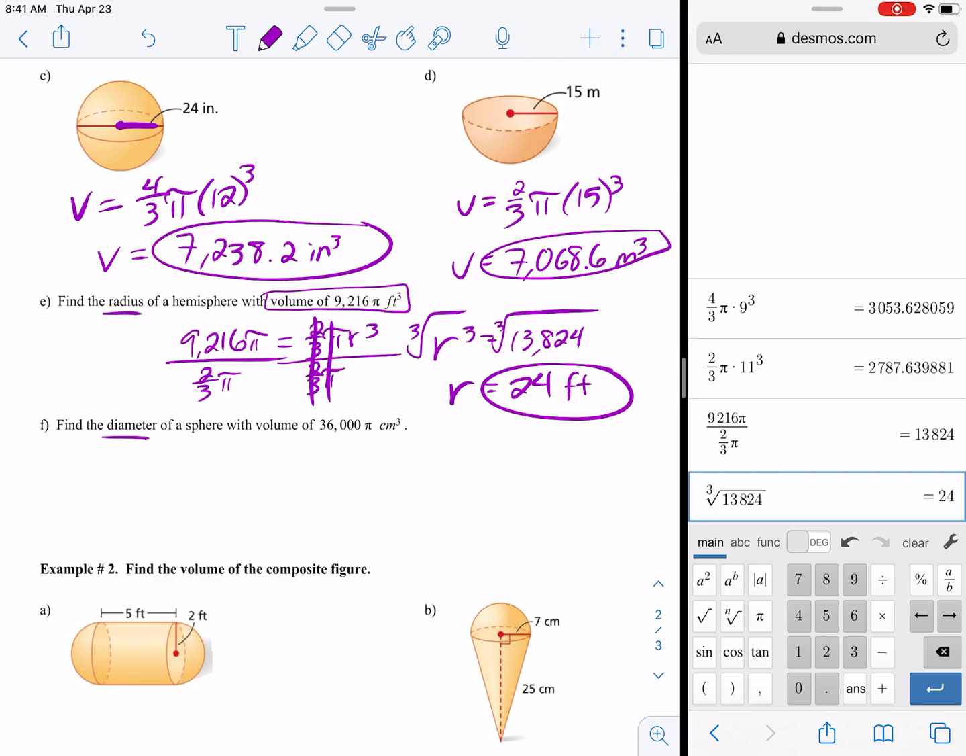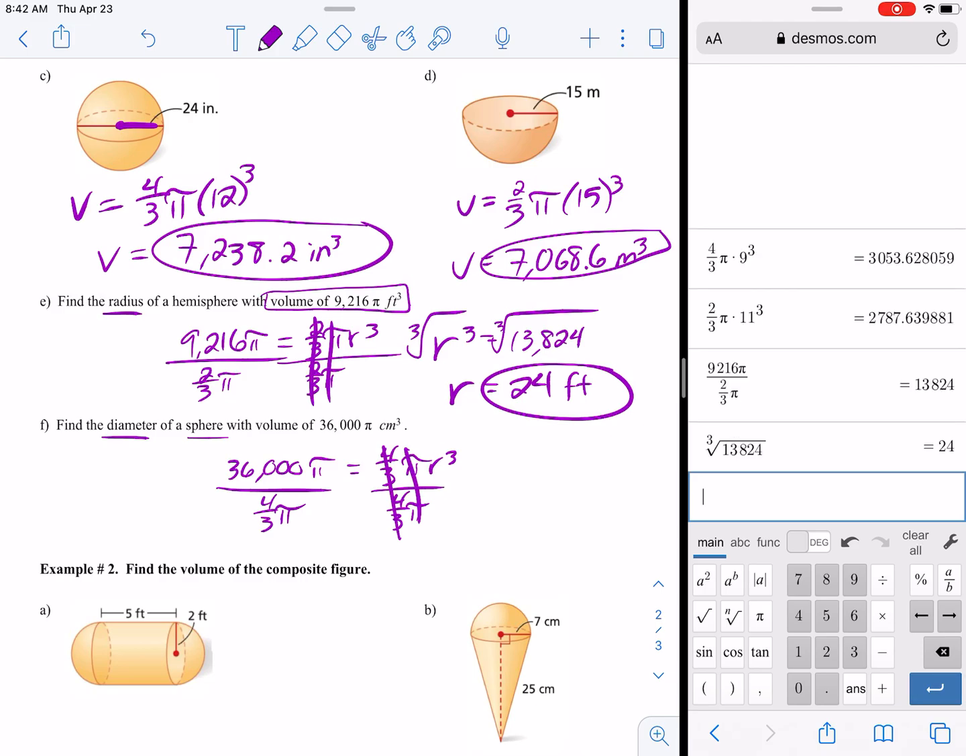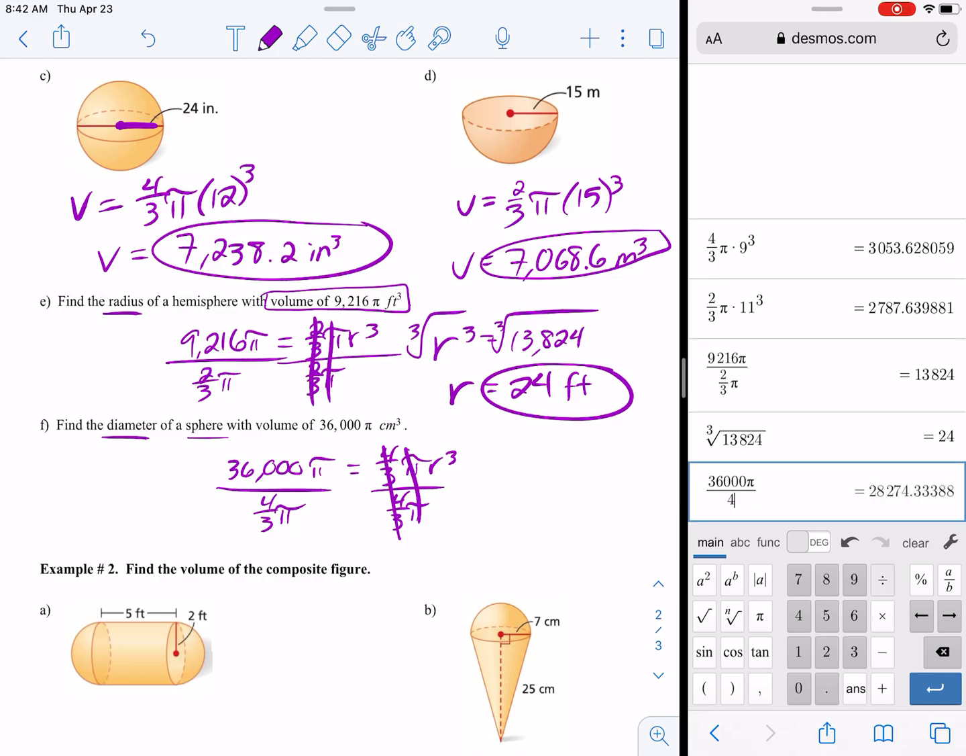All right, let's do the same for F. For F, we're asked to find the diameter. And this time it's for a sphere when you're given the volume of 36,000. So we need to set 36,000 pi equal to 4/3 pi r cubed. Again, divide the 4/3 pi over. We're left with r cubed equals 36,000 pi divided by 4/3 pi.